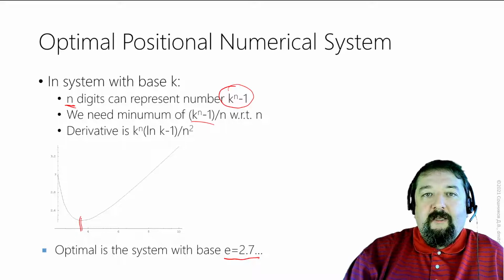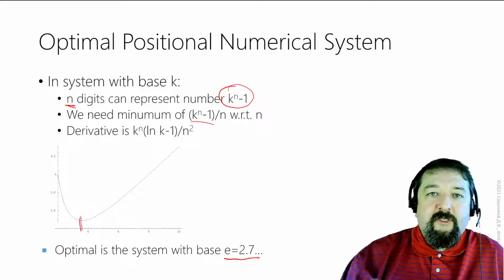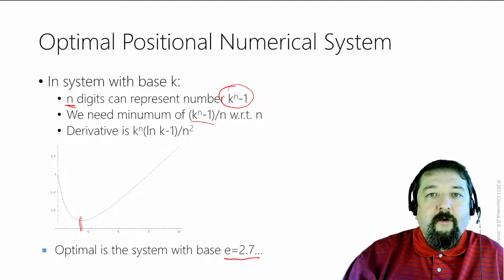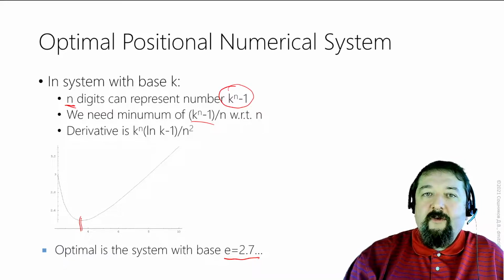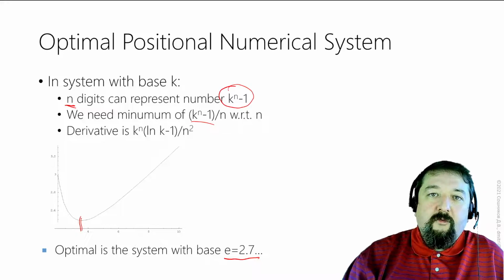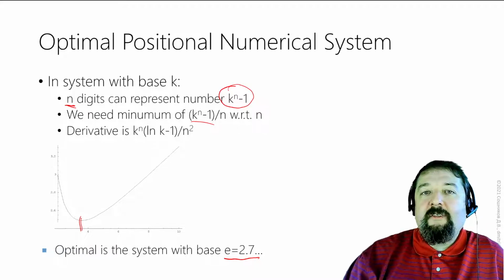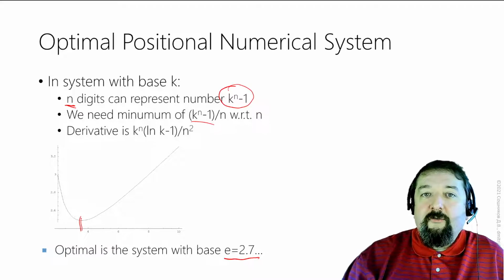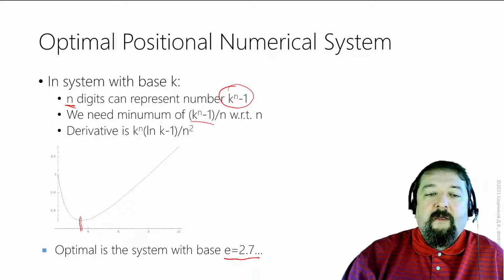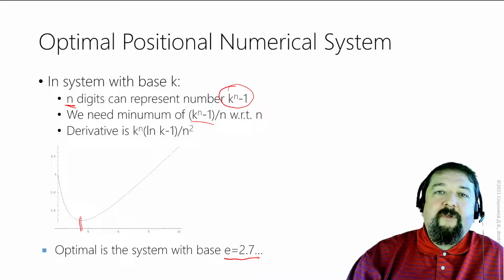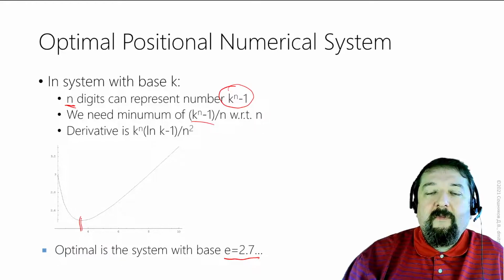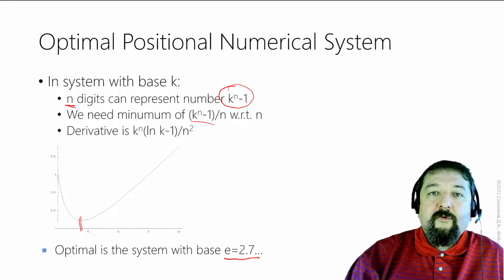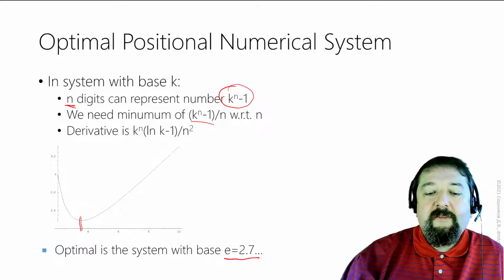However, it's not really clear how we can have a base which is non-integer, but it hints that probably the optimal systems are the ones which are around e, which means either 2 or 3. And that is one of the reasons why the binary system turns out to be quite useful, and also why there were some attempts to create computers which are based on the system with base 3.